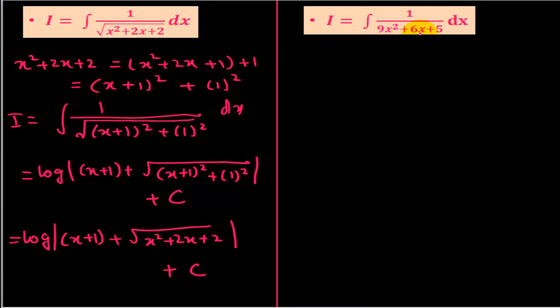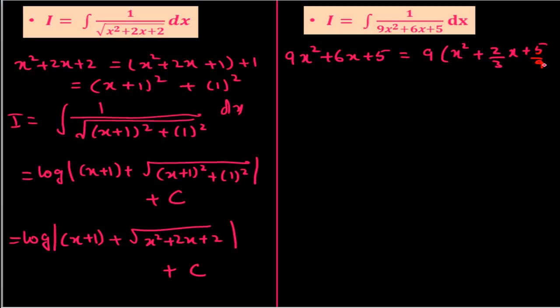If you look at the next one, it is again a quadratic polynomial but not converted into two perfect squares. So we'll convert it into two perfect squares, but before doing that, we will reduce the coefficient of x square to 1. So let us simplify it. We have 9x square plus 6x plus 5. So we are going to take 9 common from each term. We are left with x square plus 6 over 9 into x. So 6 over 9 will be 2 by 3 times x, and then plus 5 over 9.